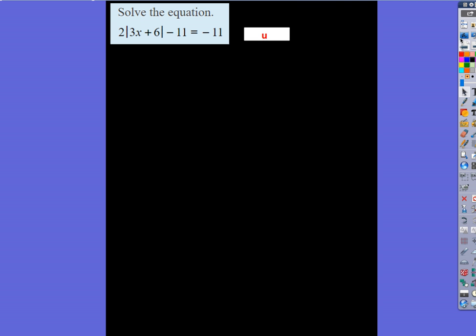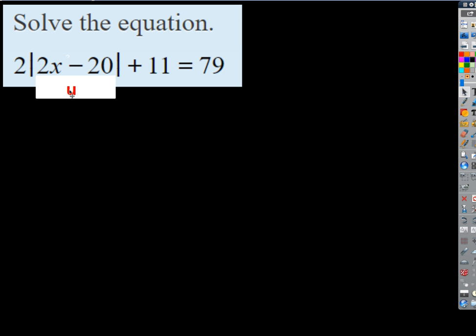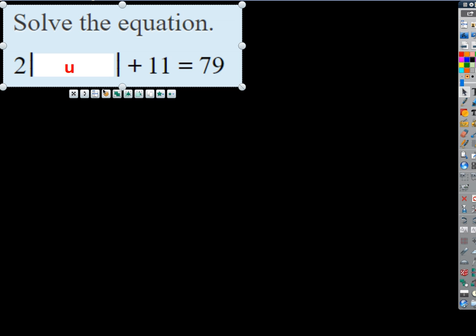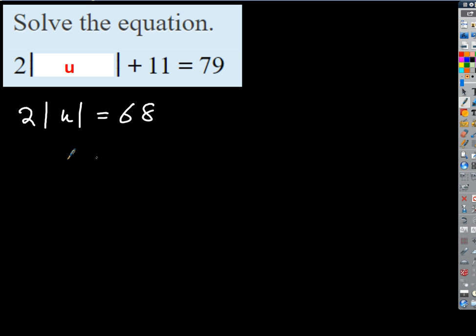Okay, so let's go through this one. Yeah, no big deal, right? So what do we have to do first? We have to isolate the absolute value, right? So we're going to isolate the absolute value, and we're going to call this u. Okay, and so then we subtract 11. So that gives us 2 times the absolute value of u equals what? 68. Divide by 2 and get the absolute value of u equals 34.